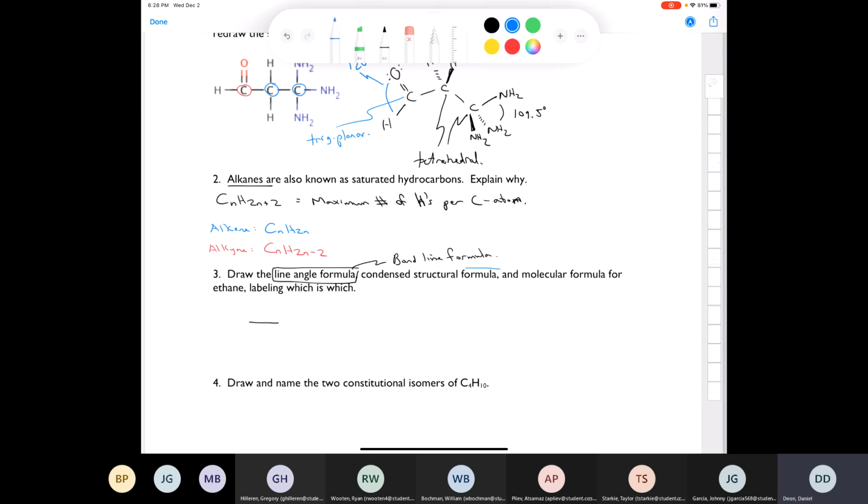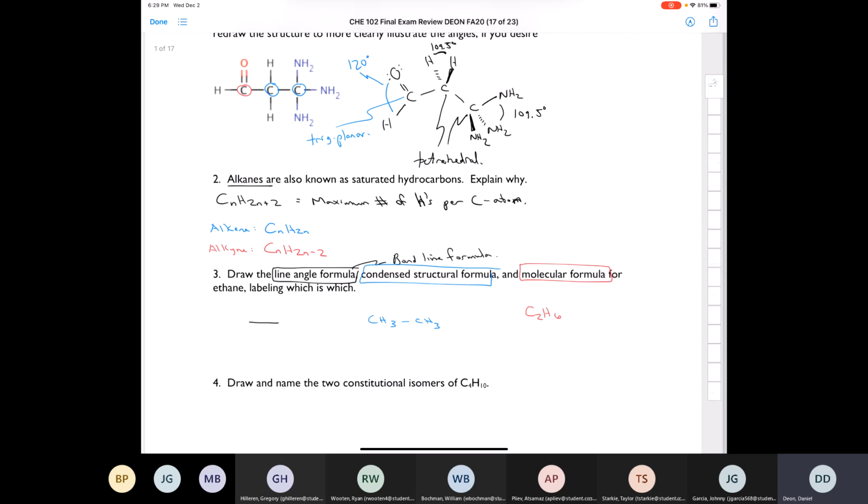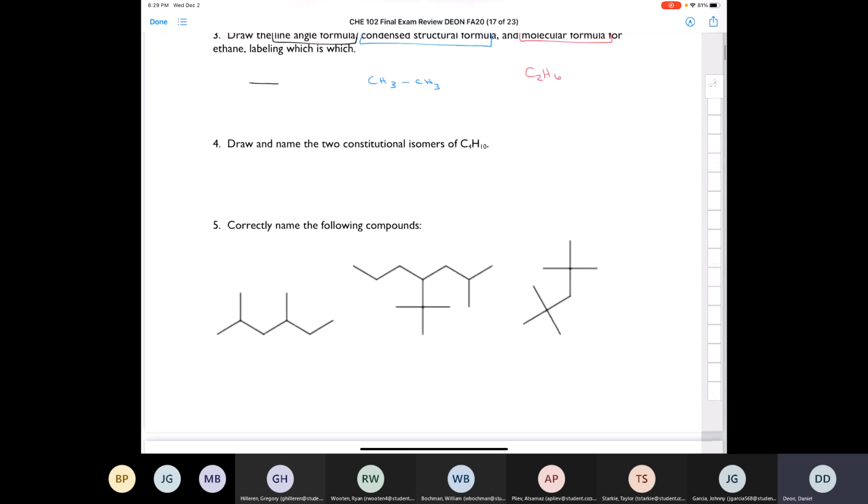Next, we'll draw the condensed structural formula. So it's condensed and it shows the structure. That's going to look like this, CH3, CH3, like that. And the last one is just asking us for a molecular formula. Remember, molecular formula doesn't tell you about structure. It just tells you the number of atoms. So we have 2 carbons and 6 hydrogens. And there we go. They're all color-coded for you there.